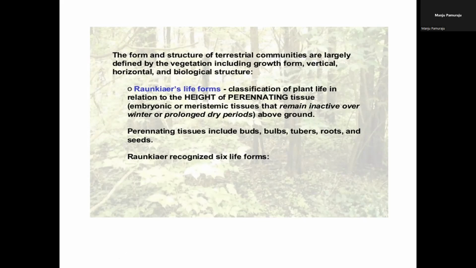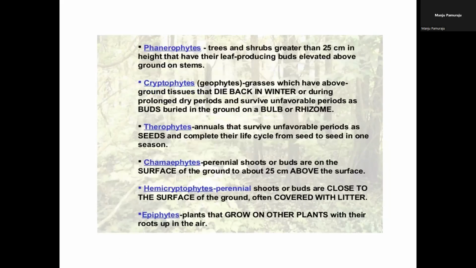So first one is the phanerophytes. So here phanerophytes, cryptophytes, therophytes, chamaephytes, hemicryptophytes and epiphytes. So first one is the phanerophytes.